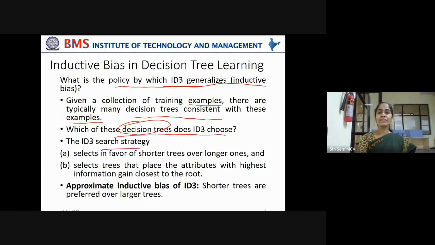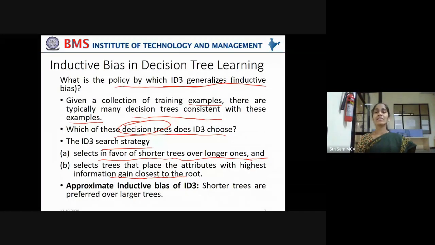What is the ID3 strategy? The strategy followed by the ID3 algorithm? It selects in favor of shorter trees over longer ones. This is what I have been telling, right? The inductive bias of decision tree learning is that it favors shorter trees over longer ones and selects trees that place the attributes with highest information gain closest to the root.